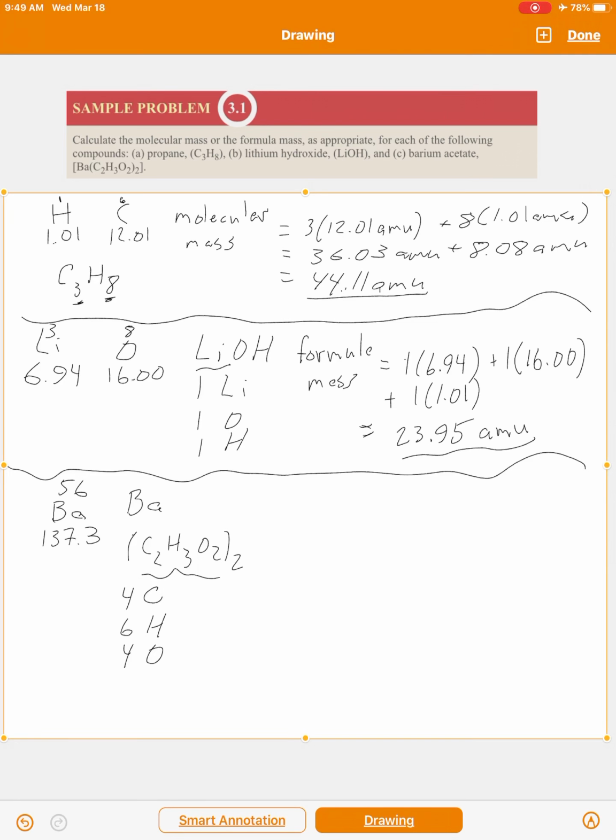So would we call this molecular mass or formula mass? Which one? It would be formula mass because barium is a metal. So formula mass, I'll abbreviate it, 1 barium. So 1 times 137.3. 4 carbons, so plus 4 times 12.01. 6 hydrogens, 6 times 1.01. 4 oxygens, 4 times 16.00.